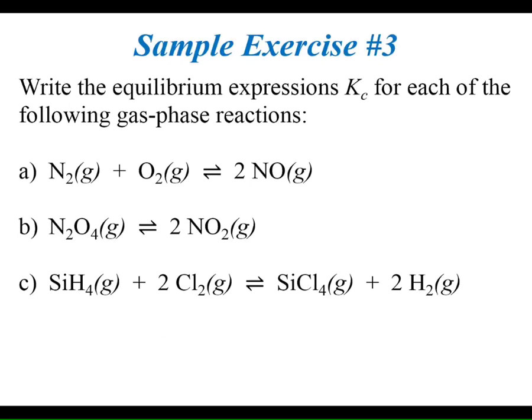Okay. So your turn. Try a couple of these. How would you write a K for that first one? N2 plus O2 goes to 2NO. Write that one down. You don't have your hand up. I'm going to hide this slide for a second. So hopefully you have that written down.